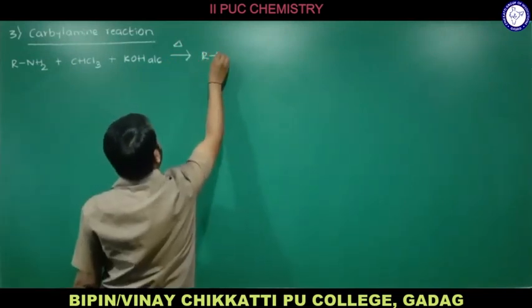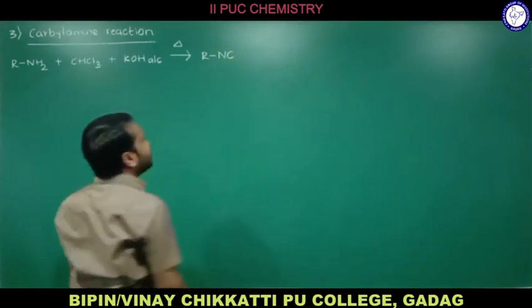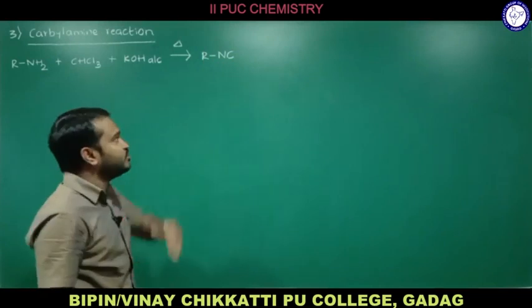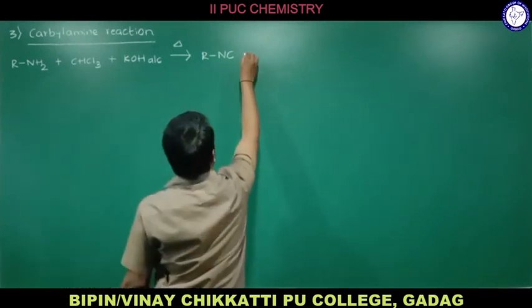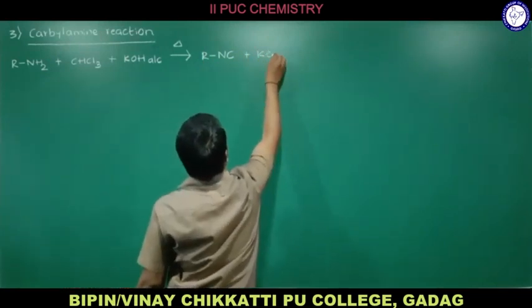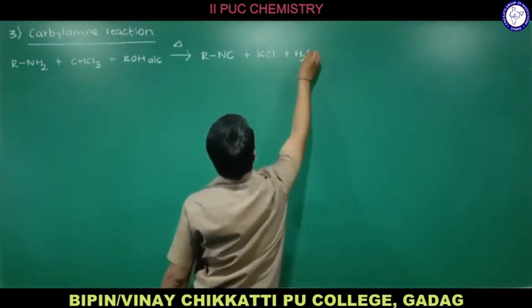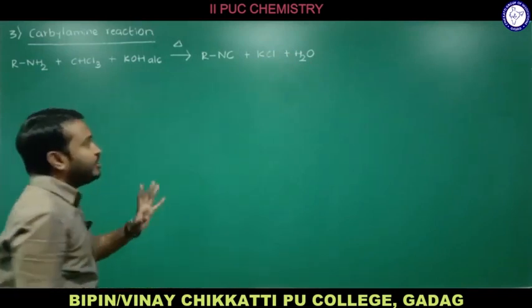Here we get a compound, and I call it isocyanide, RNC. CN minus is cyanide, NC minus is isocyanide. And apart from that, we get byproducts like KCl and H2O. So this is the general reaction of carbylamine.